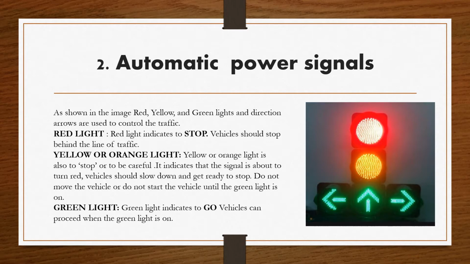Red light. Red light indicates to stop. Vehicles should stop behind the line of traffic. Yellow or orange light. Yellow or orange light is also to stop or to be careful. It indicates that the signal is about to turn red. Vehicles should slow down and get ready to stop. Do not start the vehicle until the green light is on. Green light. Green light indicates to go. Vehicles can proceed when the green light is on.